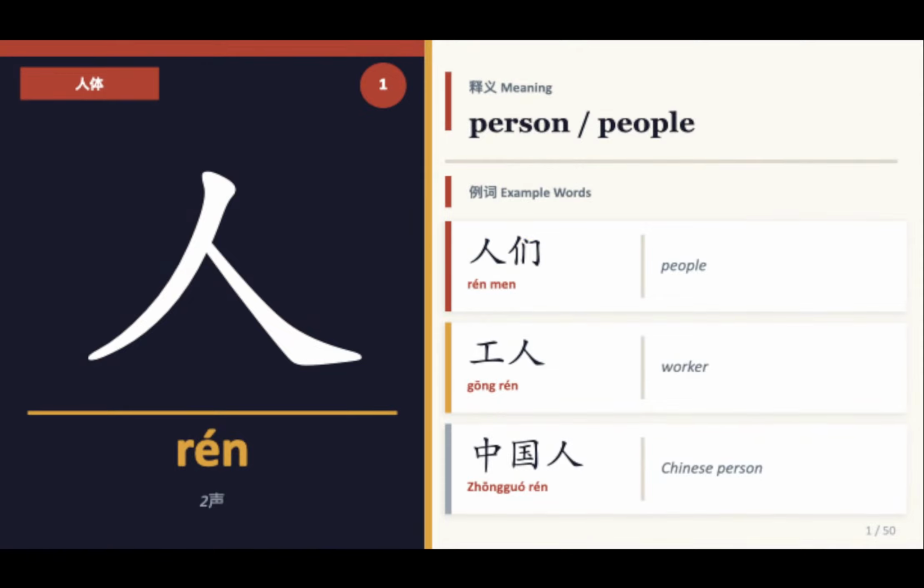Okay, the first one is 人. I think everybody will know it means people or person. For some example words, we have 人们, which is plural by adding the 们. 工人 is worker. And if you have a country's name in front, it becomes that country's person, like 中国人. Okay, so let's see how to write them.